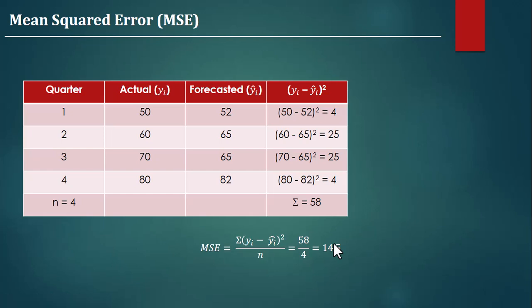So smaller the MSE, better the algorithm or better the model. Right? If MSE is 0, it means actual and forecast values are perfectly matching. If MSE is high, that means there is a large deviation between actual and predicted values.